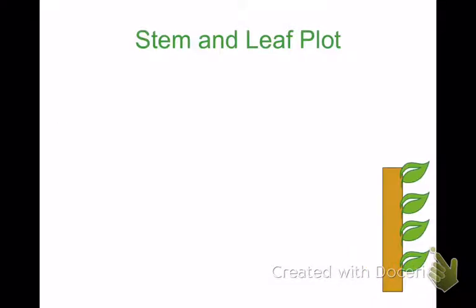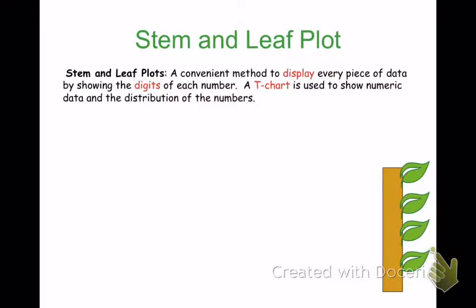So let's go ahead and turn to the next page. Go ahead and start filling in the blanks on the data. All the stuff that's red is what you have to fill in. So a stem and leaf plot is just a convenient method to display every piece of data by showing the digits of each number. A T-chart is used to show numeric data and the distribution of the numbers, how often they repeat or show up.